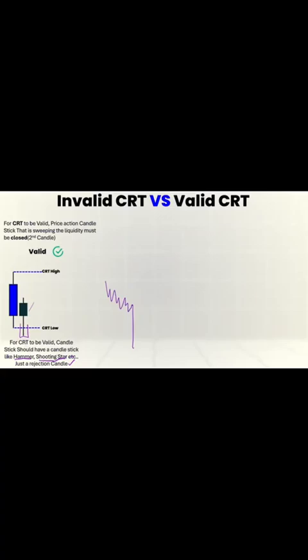That's exactly the type of behavior we're looking for. We need this kind of reaction from the market. So this example here would be valid because we clearly see a rejection. Once you identify this type of pattern, it means you're allowed to trade the CRT.